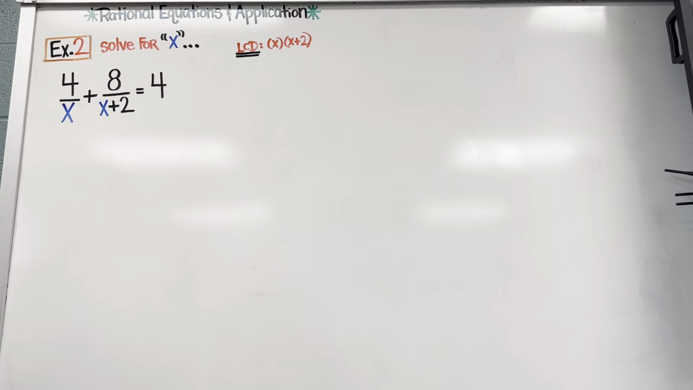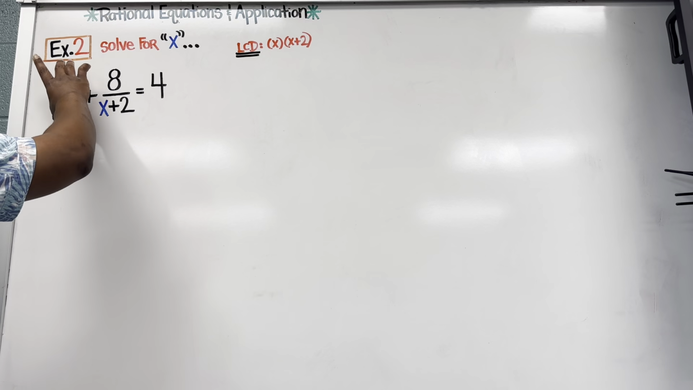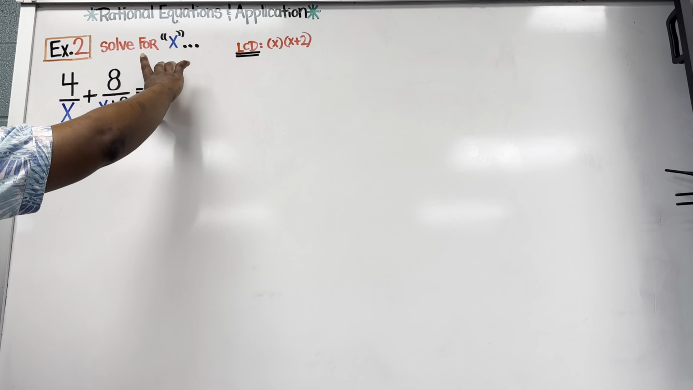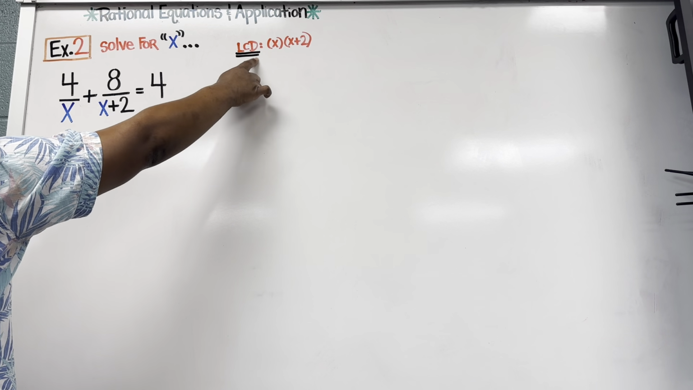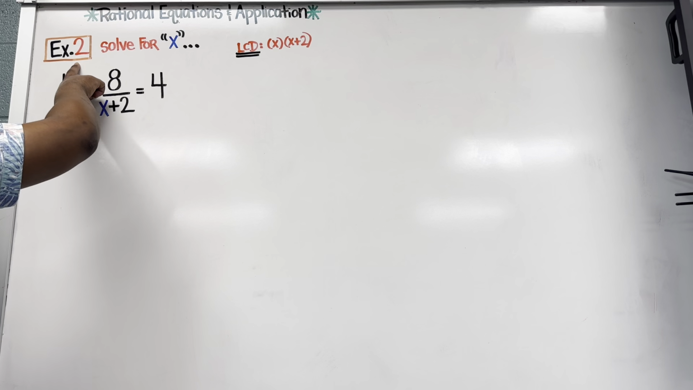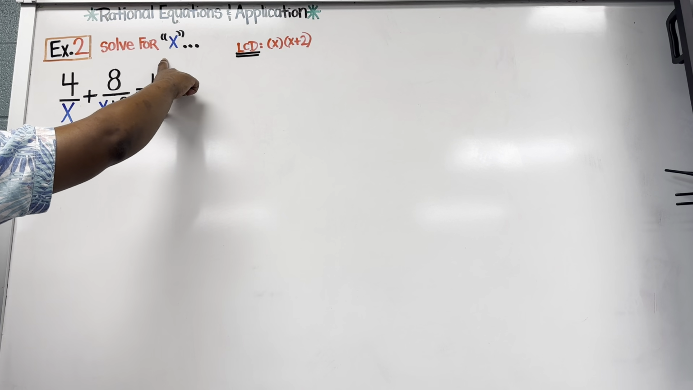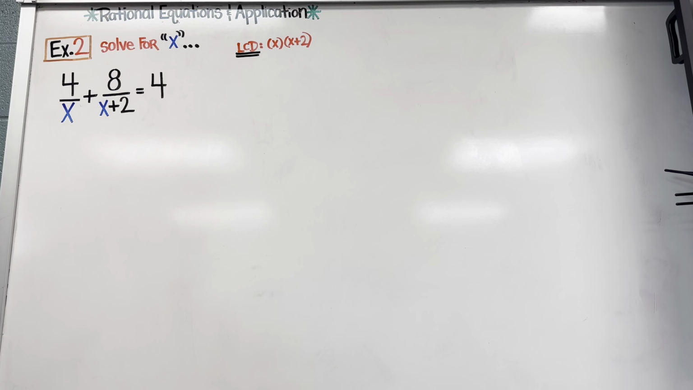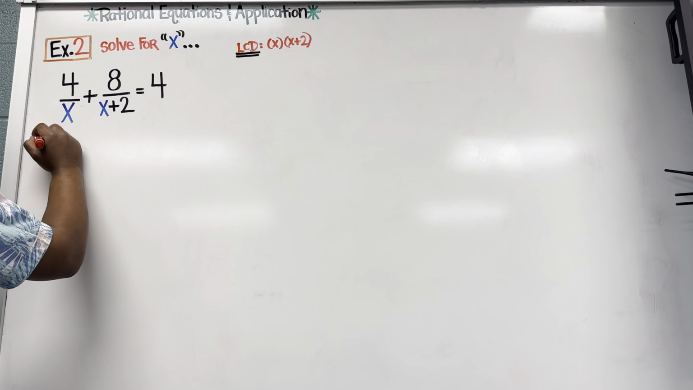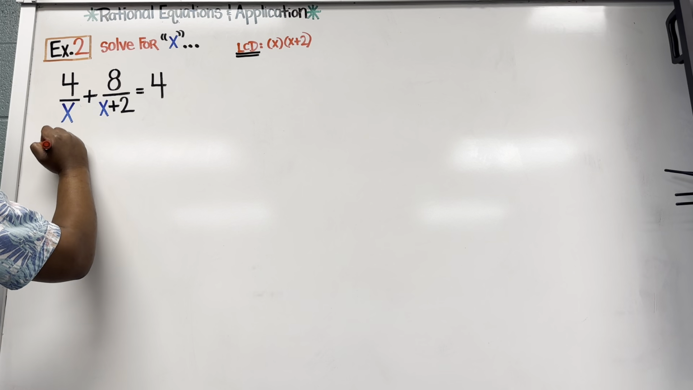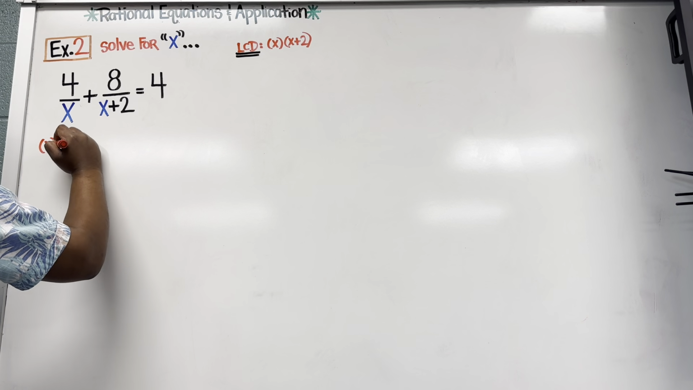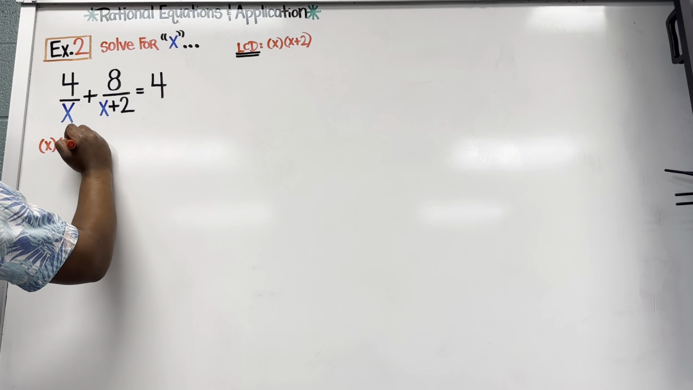So this is the LCD, parentheses x times parentheses x plus 2. What we need to do is multiply each fraction and value by the LCD. We're going to multiply this fraction by the LCD, this fraction by the LCD, and the answer 4 by the LCD. So let's go ahead and do that, ladies and gentlemen. I'm going to have parentheses x times parentheses x plus 2.